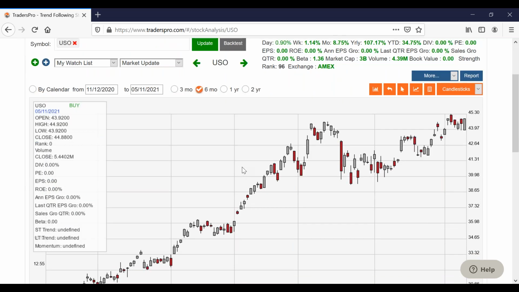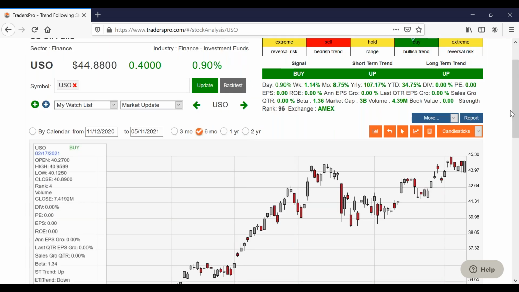All right, oil looks like it's getting ready to break out higher. There's the previous high right here. It did end up breaking higher. I think I talked about that last week.